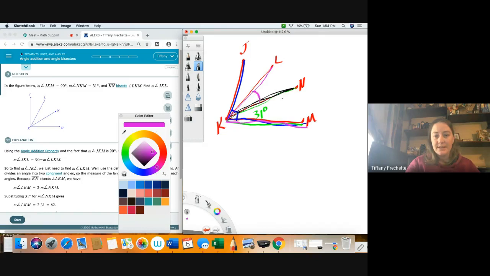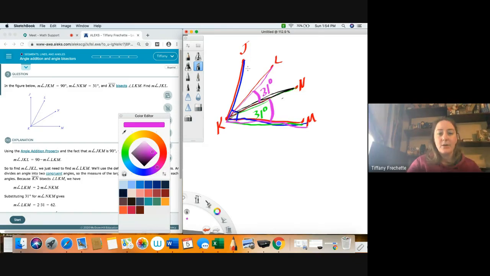What that means is that if it bisects, these two pieces have to be the same. So if I know this is 31, I already know this has to be 31. Bisect means to cut it in half. So if I know what this half is, I know what that half is.